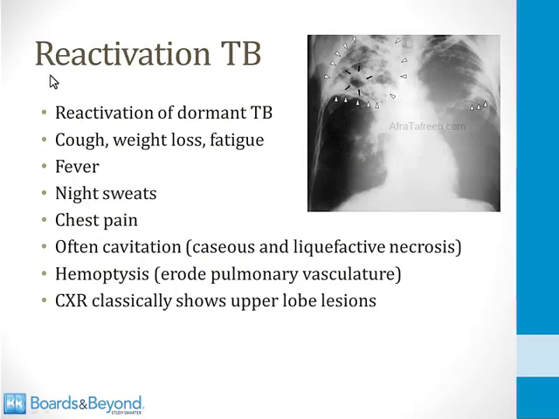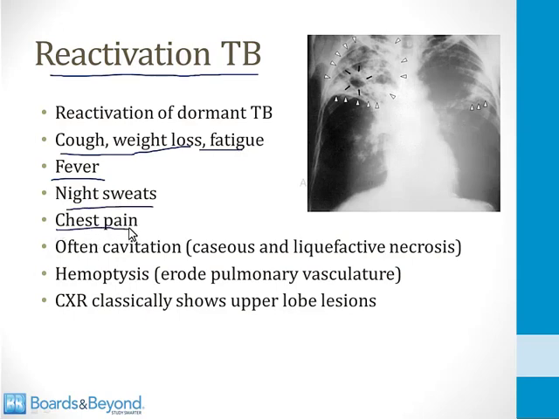So now let's talk about reactivation TB. So this occurs in a patient who has had their primary exposure resolve. Maybe it left behind one of those Ghon complexes, or maybe they've just got the latent bug hiding somewhere in their body, and then it reactivates. And this usually happens in someone who has some type of immunocompromise. So they'll develop cough or weight loss or fatigue. They can get fever and night sweats.